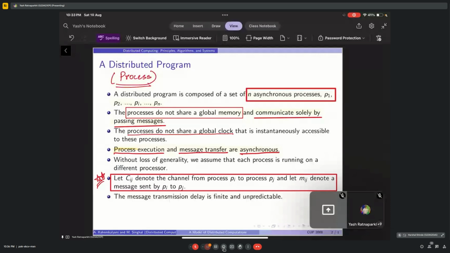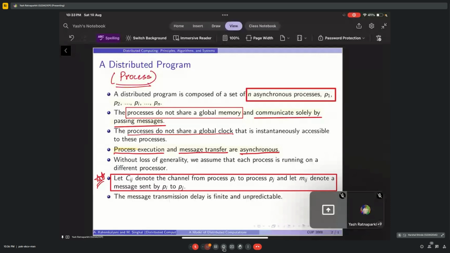These are the processes that are running on our distributed system, and these processes are asynchronous in nature. Asynchronous means they will not run step by step. They will run with their own timeline, and a process will not wait for another process to complete. This is what asynchronous behavior means. I hope this line is clear to you.